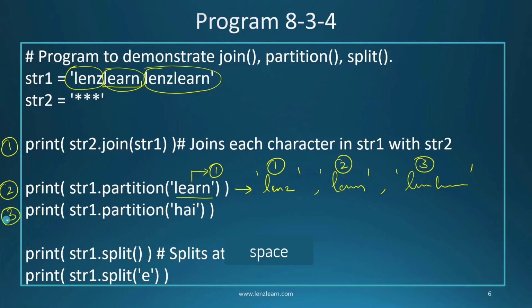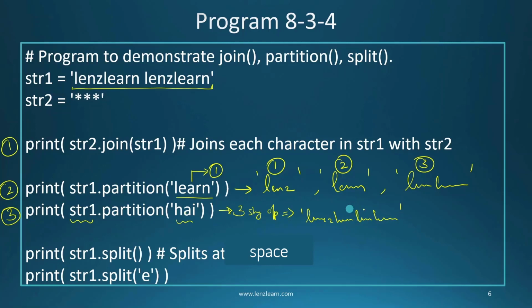Now in the third print statement, you can see I am asking to partition str1 using the word hi. Here we have a problem. If you search through this entire string, you will not find hi. It is not there. Even though partition cannot find hi inside the string, you will get 3 strings as the output. How is that? The first string will be this entire string itself, that will be lens learn, lens learn. The second string will be an empty string, and the third string also will be an empty string.